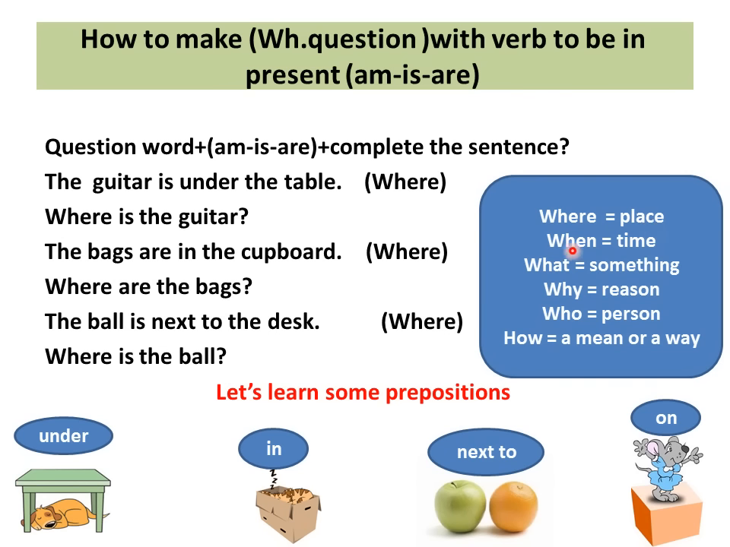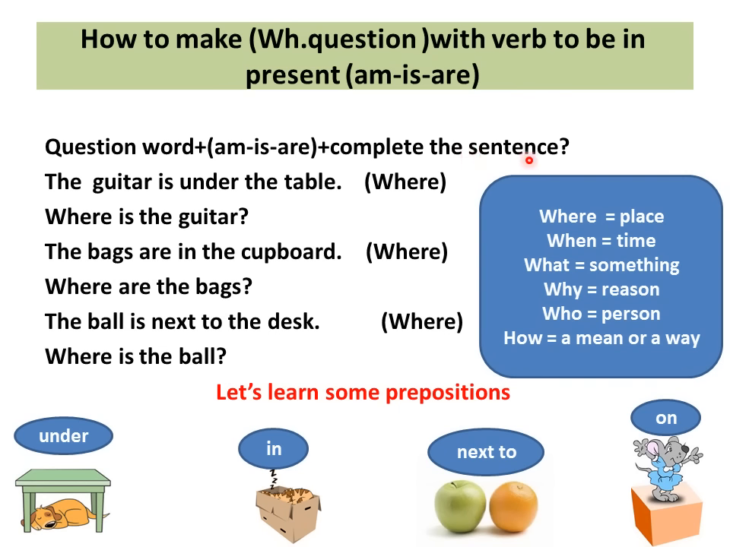Or when, to ask about time. When is your birthday? What, to ask about something. What is it? Why, for a reason. Why is he angry? Who, for a person. Who is your brother? How, for a means or a way. So the question word, then am or is or are, then complete the sentence.